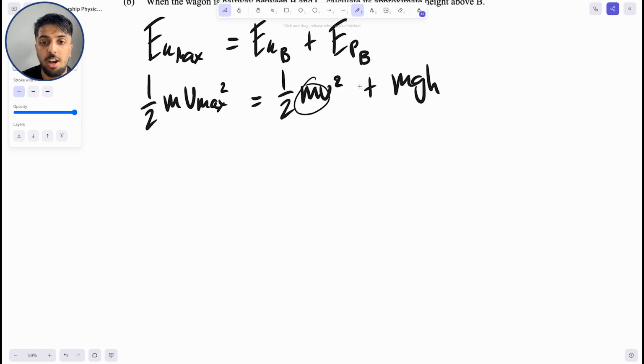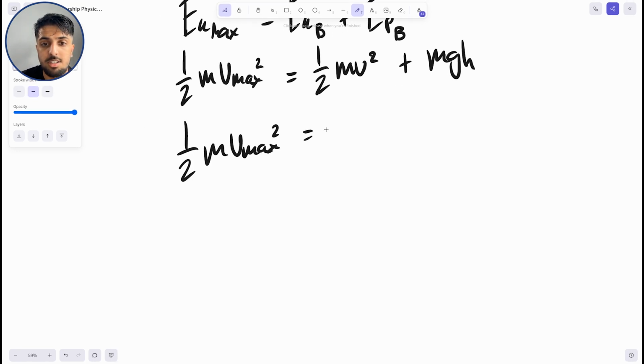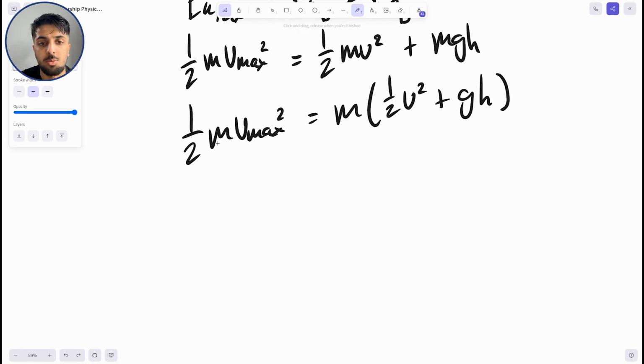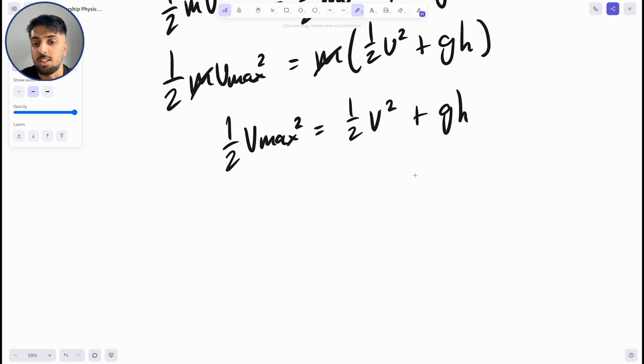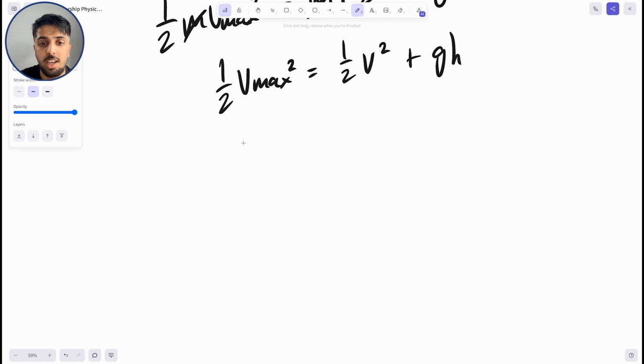So we can take out our mass as a common factor. The half m v max squared is equal to m times half v squared plus gh. So we can cancel out our masses. The half v max squared is equal to half v squared plus gh. Now we can times both sides by 2 to get rid of our halves, and we get Vmax squared is equal to v squared plus 2gh.